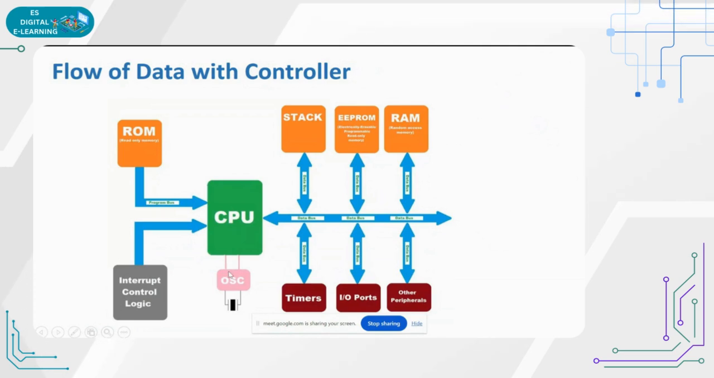And for the CPU, we have an oscillator. That is the heart, and the CPU is the brain. The oscillator is the heart. With the help of this, you are able to communicate the data.